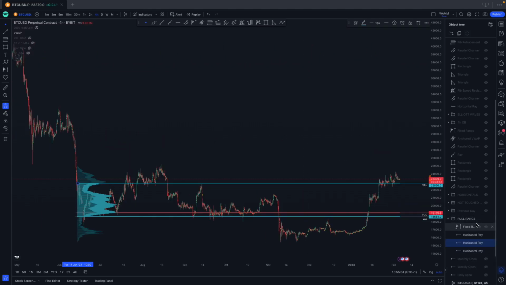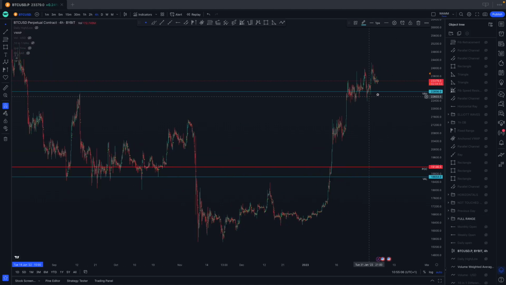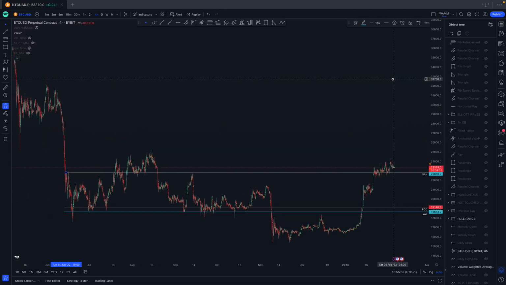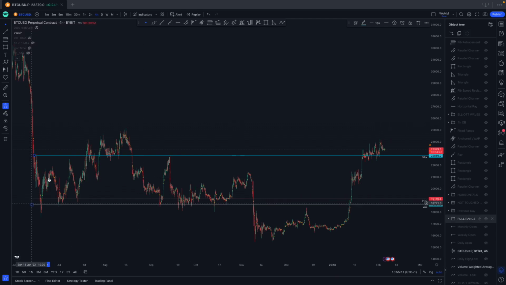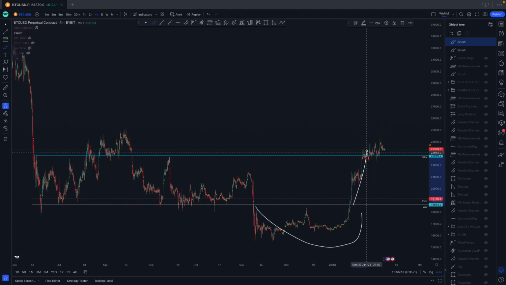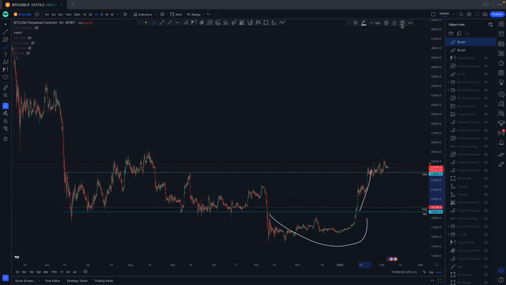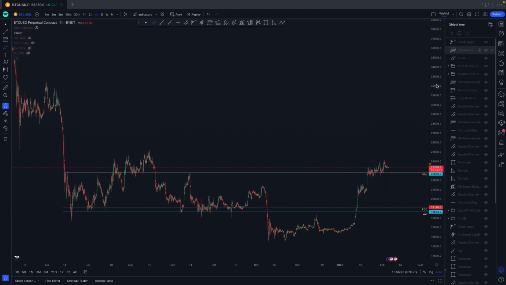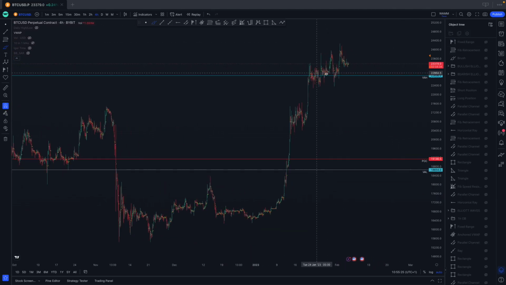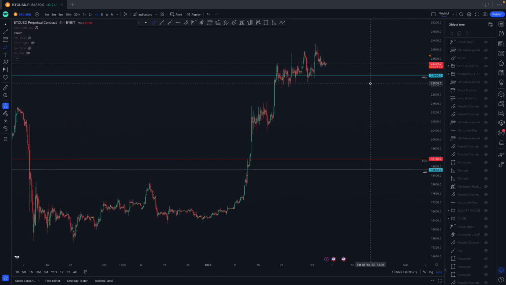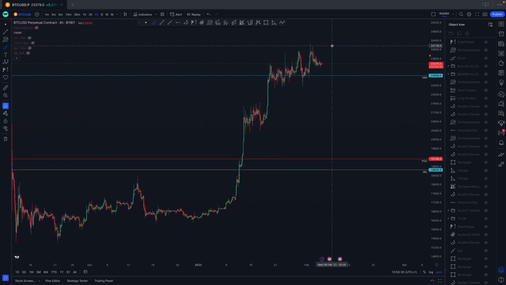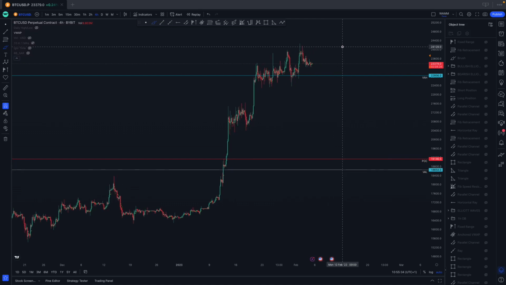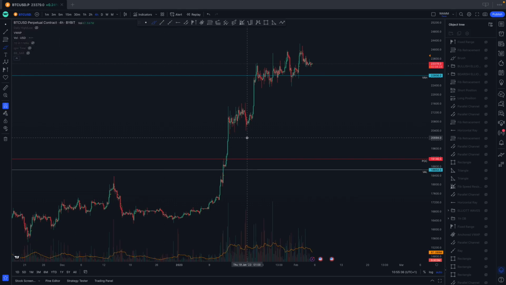At this point, what happened? We were ranging here, then we had this deviation down here, and then we just went through up. Currently we are fighting with this value area high, so we are trying to get out from here, but the chart doesn't do a really good job.